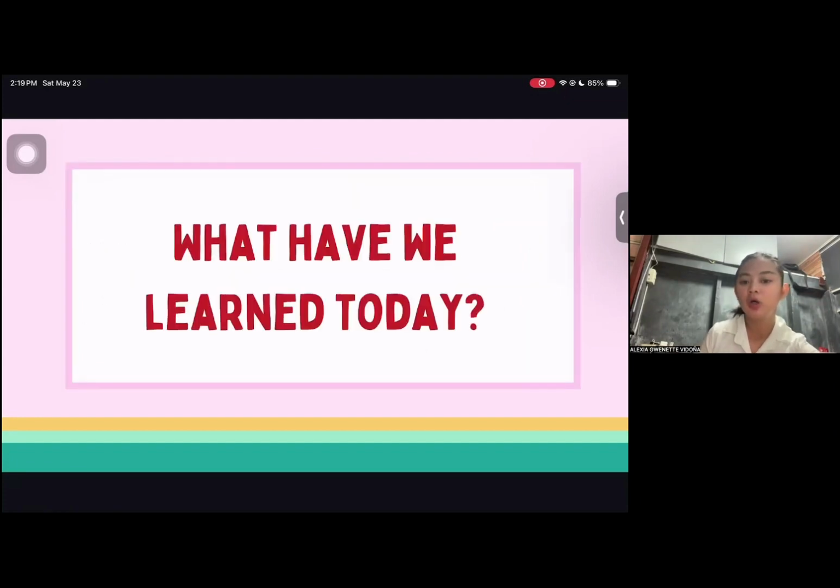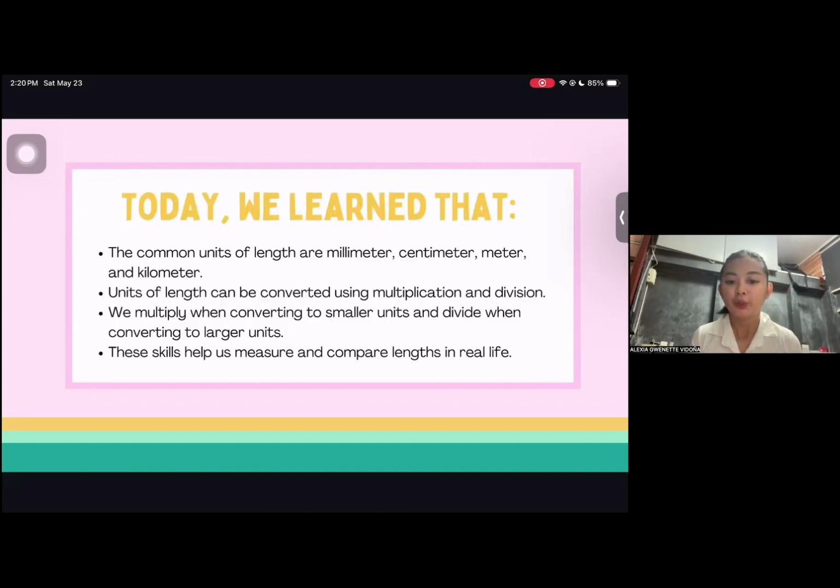Now, what have we learned today? Okay. Today, we learned that the common units of length are millimeter, centimeter, meter, and kilometer. Units of length can be converted using multiplication and division. We multiply when converting to smaller units and divide when converting to larger units. So these skills help us measure and compare length in real life.